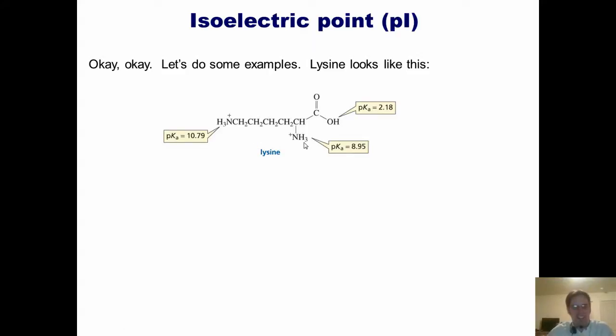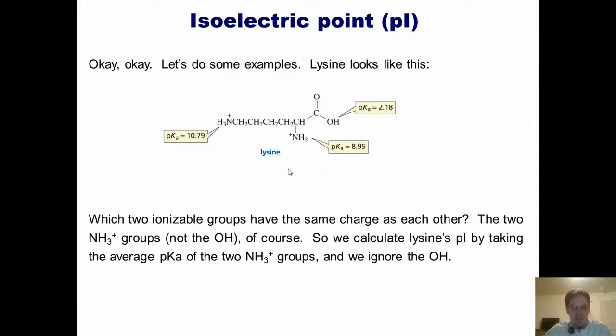So how do we calculate lysine's pI? We take the average pKa value of the two NH3+ groups, that is, the two groups that have the same charge as each other, and we completely ignore the OH.